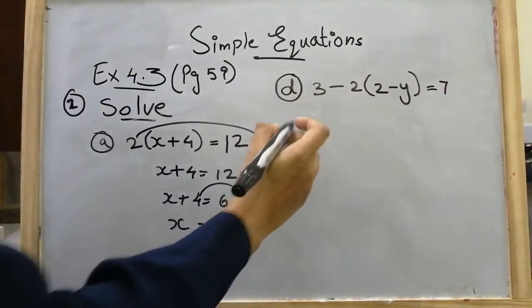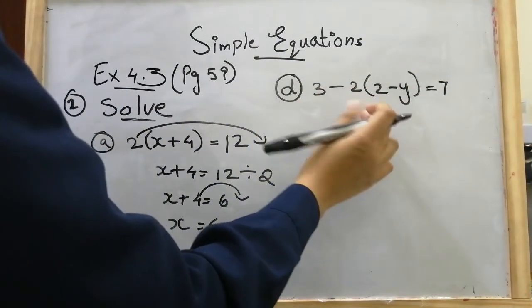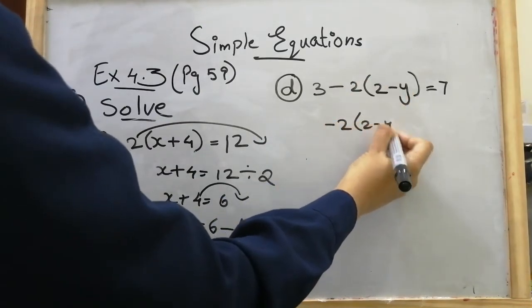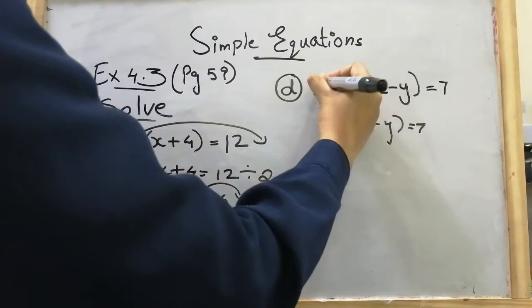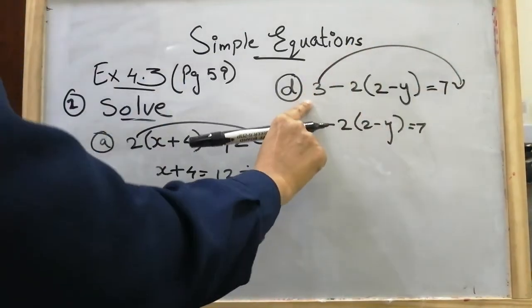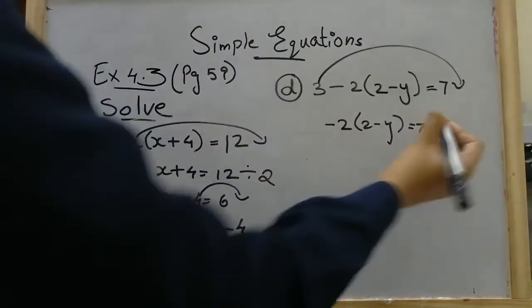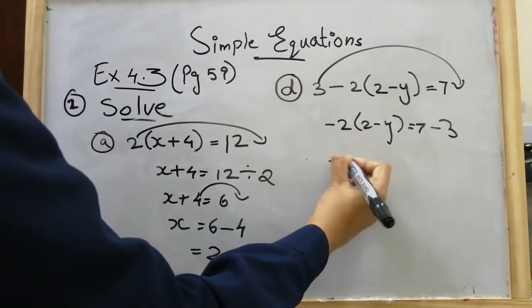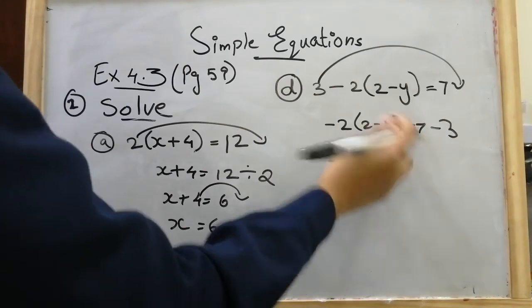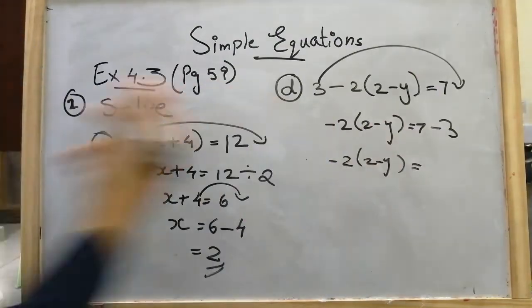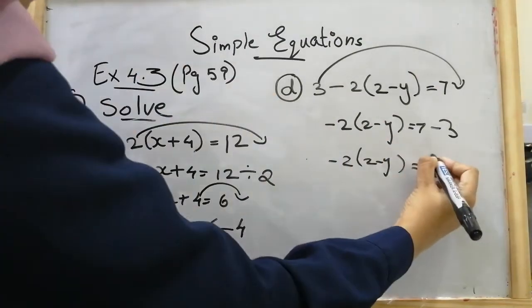Let's see how to solve this. First, let's take the numbers together, and we'll leave this here itself first. Minus 2 into 2 minus y is equal to 7. This is plus 3, right? There is no sign before 3, means it is plus 3, and plus 3 when taken to the right side becomes minus 3. So minus 2 into 2 minus y, write it as it is, is equal to 7 minus 3, that is 4.